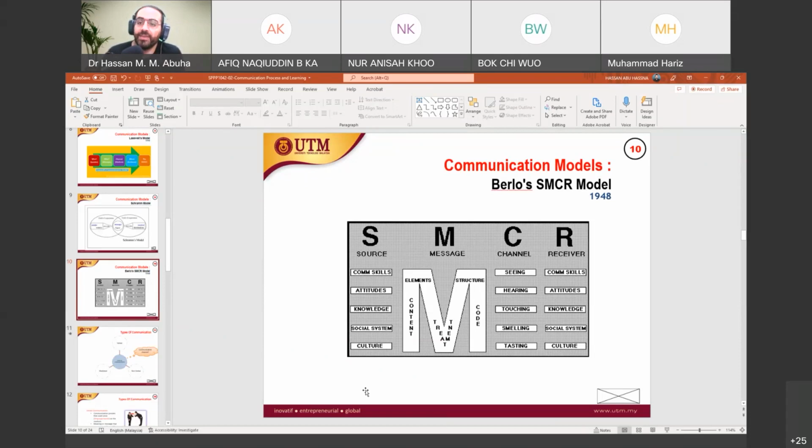And then finally, the receiver, which has the same variables as the source. So receiver and source mostly have the same variables because we are both human, whether the teacher or the students. So they need to commonly use these variables to be able to understand, or to be able to make this communication process a success at the end of the day.